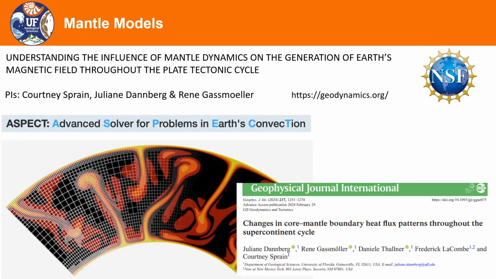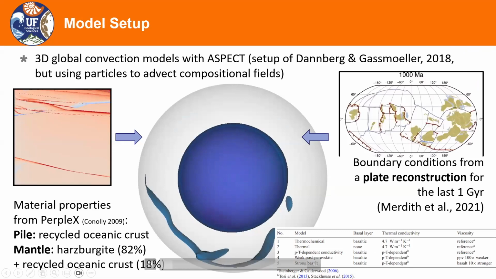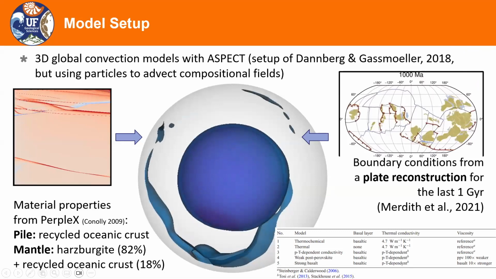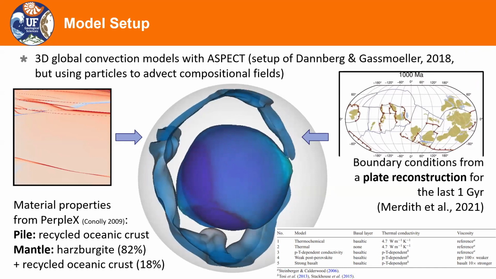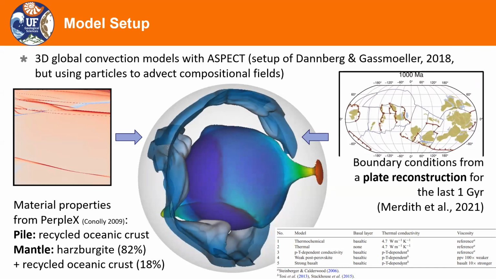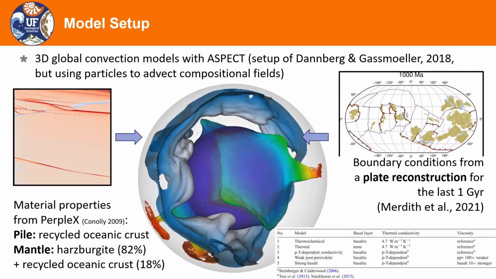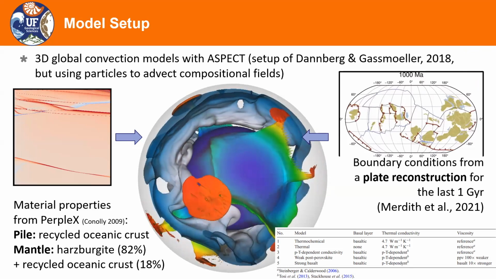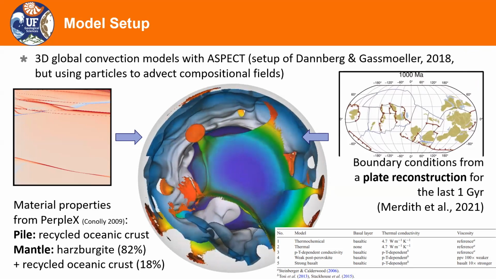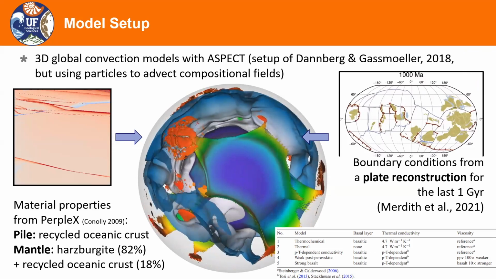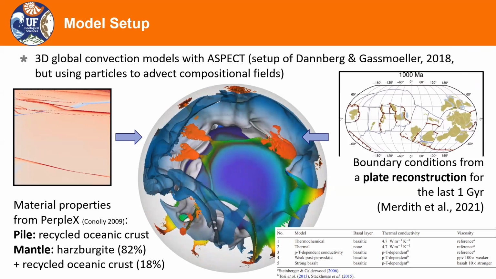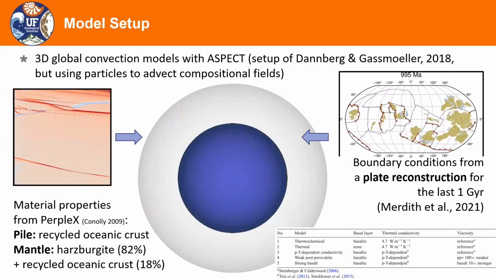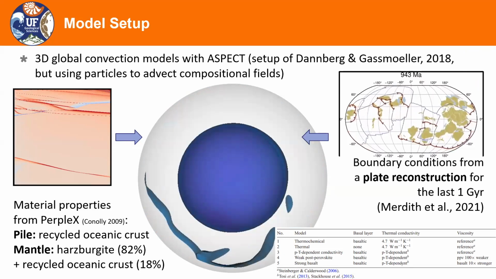There are all the details. So what we are doing is we are running 3D global convection models with the software Aspect. I don't think I need to explain to anyone here what Aspect is. What it's doing is we are creating space and time dependent boundary conditions for temperature, velocity, and composition. We are computing material properties using the thermodynamic modeling software Perplex and the thermodynamic database.